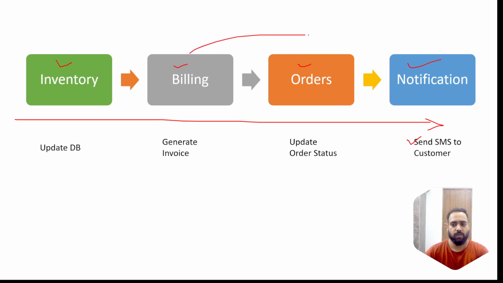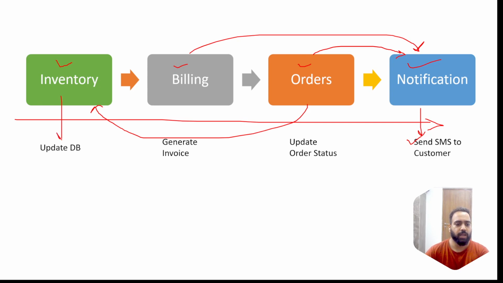The billing microservice will also call the notification microservice to send the notification to the user saying the bill has been generated. Then the order microservice will also call the notification microservice, right? And this order microservice will also call the inventory microservice to tell it to update the DB, right? Because the order has been placed.